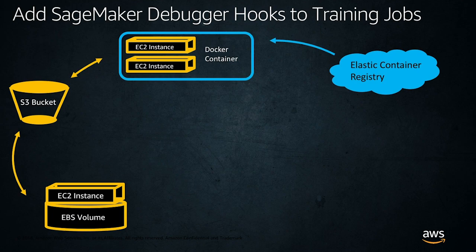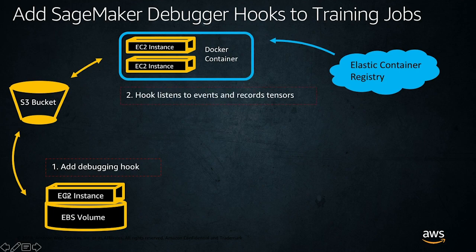So where does the debugger come in? SageMaker Debugger is going to be adding hooks to our training job. And so let's start on our notebook instance down here, or Studio. So the first thing we want to do is add what's called a debugging hook. And we're going to step through examples to see how to do this, but essentially we're just defining an object, and we're going to add that object to our training job. So we're just going to add that directly to our estimator.